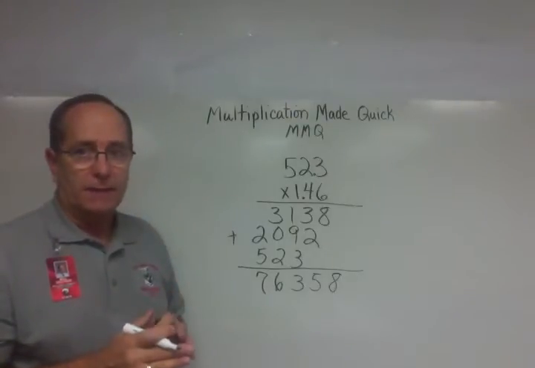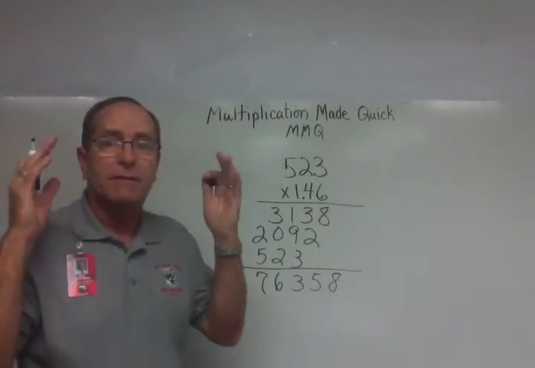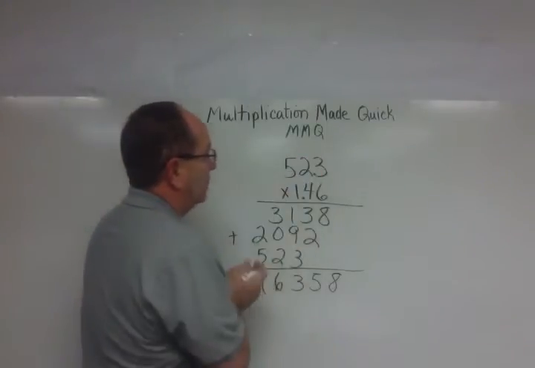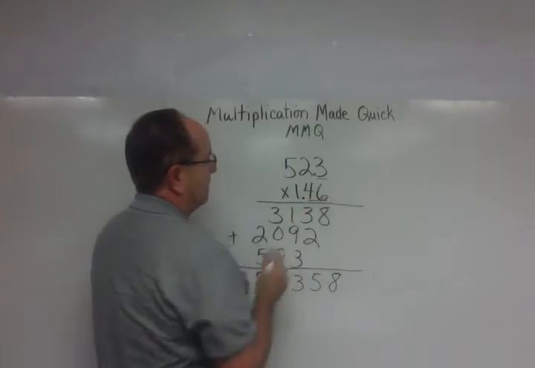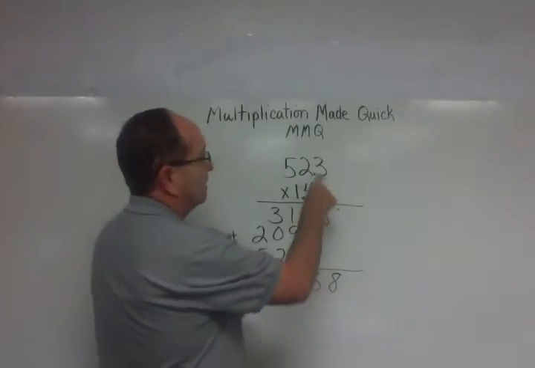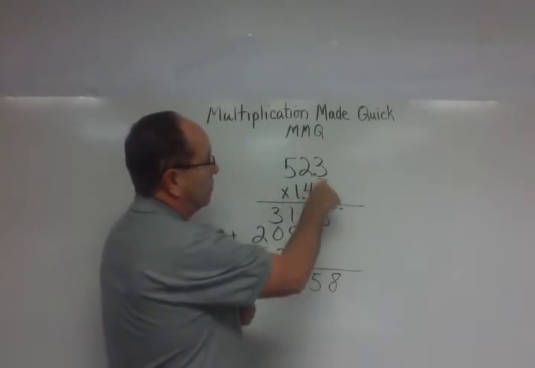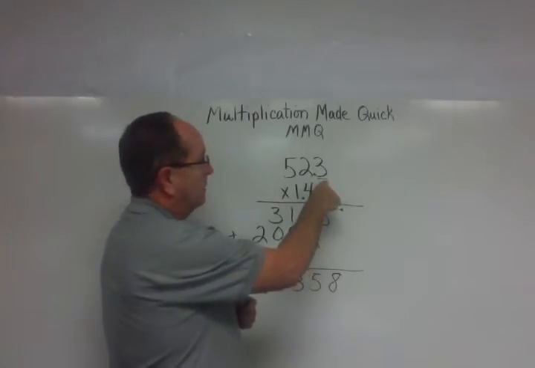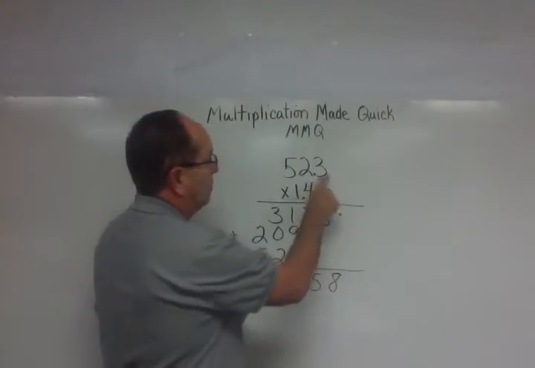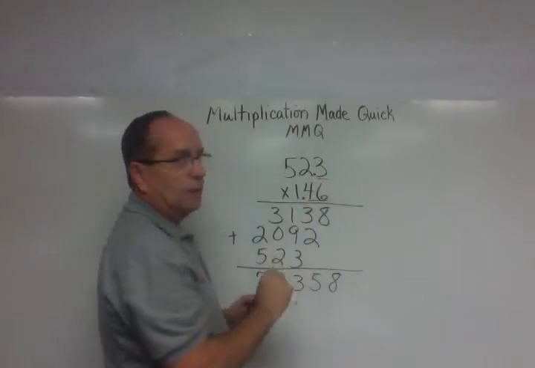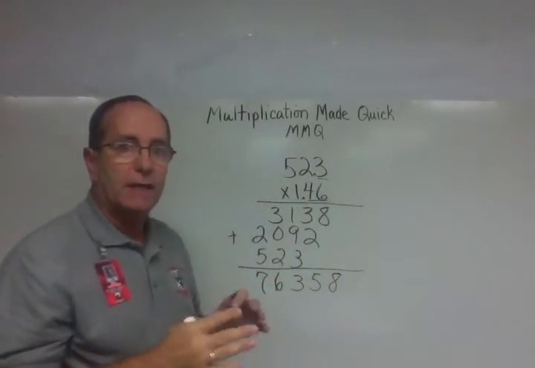Now we have to think about the decimals. They have to come back into my vision. So now we look at how many digits to the right of the decimal do these factors have? This one has 1 digit to the right of its decimal. This one has 2. So I add those up. 1 plus 2 is 3 digits to the right of the decimal.